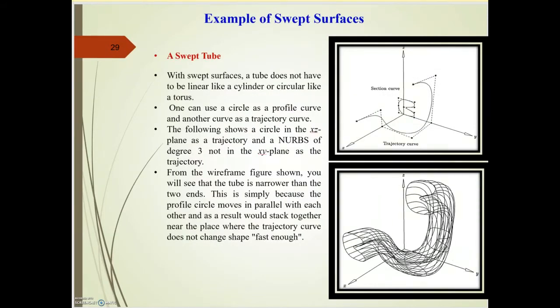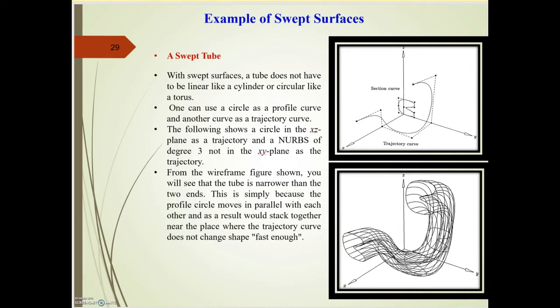Example of swept surfaces. The example of a swept surface can be a swept tube. With swept surfaces, a tube does not have to be linear like a cylinder or circular like a torus. One can use a circle as a profile curve and another curve as a trajectory curve. The following shows a circle in the xz plane as a profile and an ellipse of degree 3 naught in the xy plane as the trajectory.